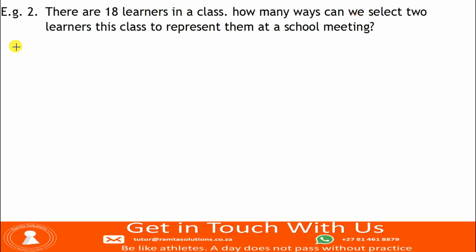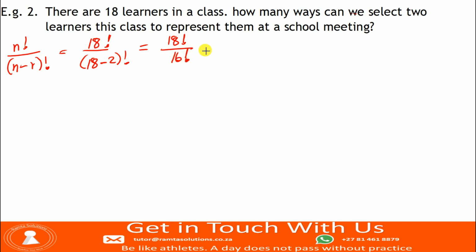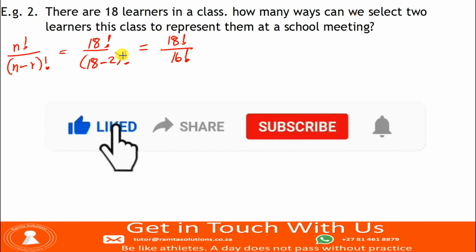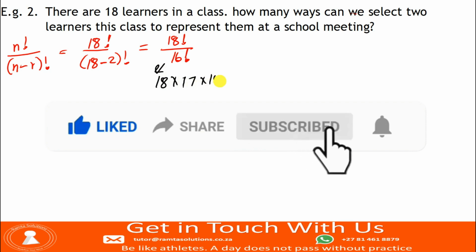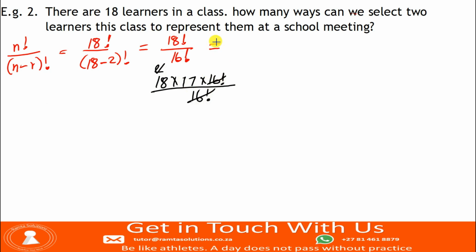So it's easy. We can use n factorial over open bracket n minus r close bracket factorial. How many learners are there? 18 factorial, and then 18 minus, we only want 2. Right, what is this? This is 18 factorial over 16 factorial. I don't have to expand it, but if you would like to expand it, it's okay. This is 18 times 17 times 16 factorial. You can end that because you have a denominator 16 factorial, and these will cancel. Okay, so get your answer.